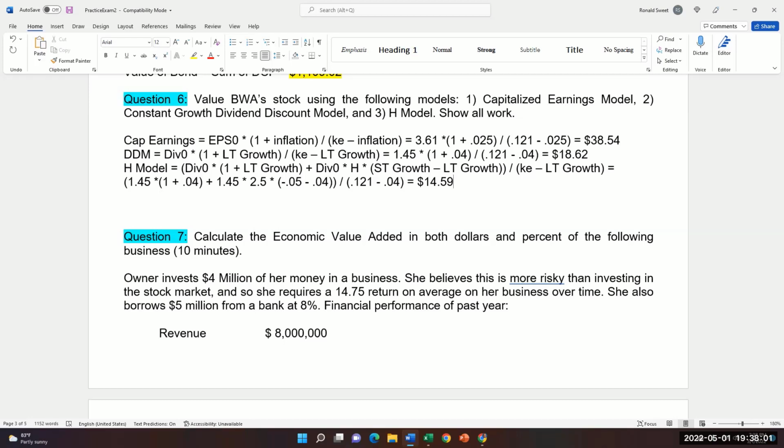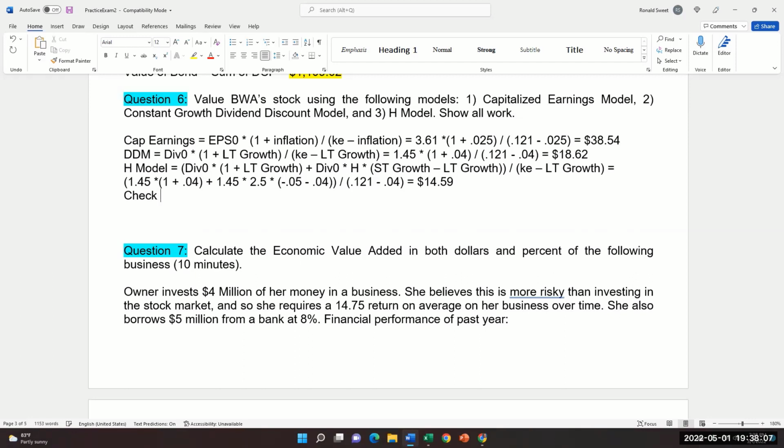And that gives you 1459. So that's the correct answer. If you want to check, you can. And that should just be this little section here.